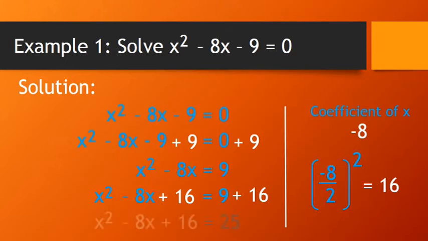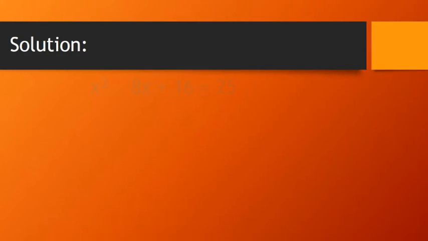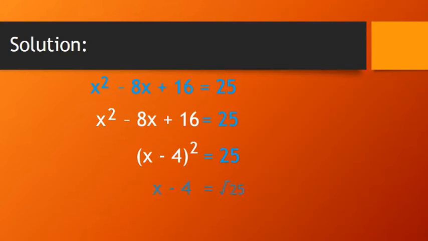The left side is a perfect square trinomial. Factor the trinomial square. The factor of x squared minus 8x plus 16 is equal to the quantity of x minus 4 squared. Then, extract the square root of both sides. We have x minus 4 equals the square root of 25. The square root of 25 is 5. Finally, we have x minus 4 equals positive or negative 5.